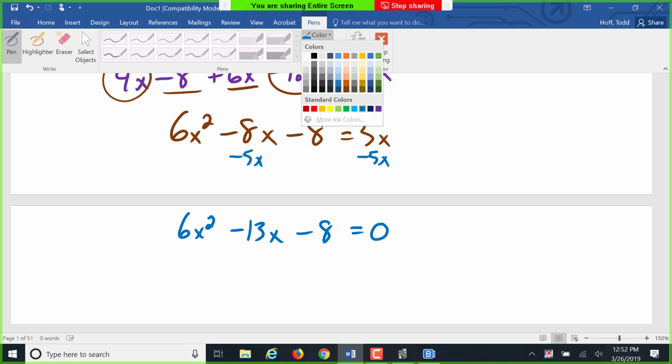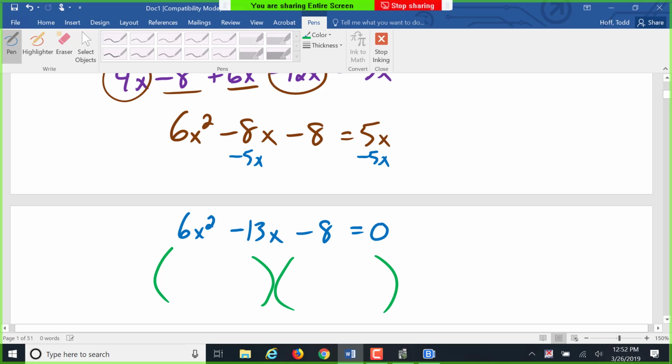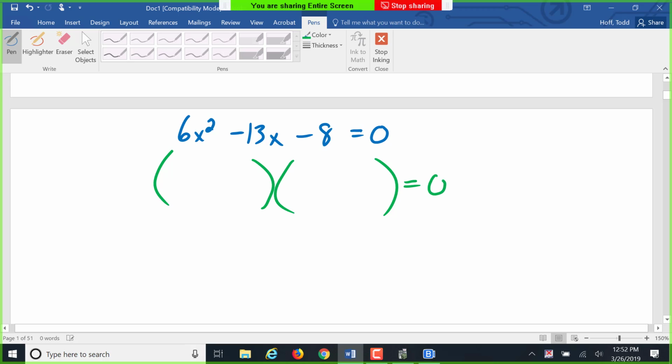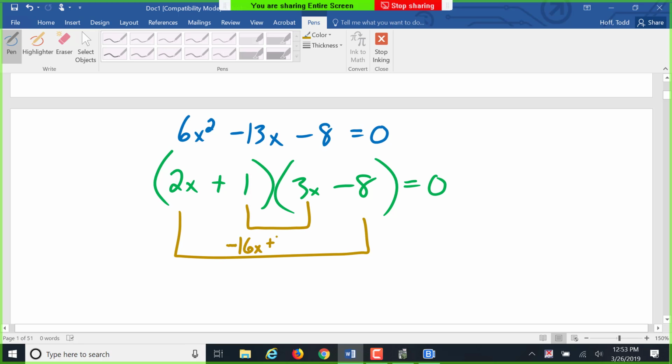Now we're left with the task of trying to factor this. Maybe not the nicest problem I've given to you. 6x squared, I'm going to do it as 2x and 3x just to see what happens. Let's try minus 4 and plus 2. Does that work? Nope. But I can do plus 1 and minus 8. Let's double check that. See if we can get that negative 13x. 2x times negative 8 is negative 16x. 1 times 3x is positive 3x. If we add those together, what do we get? Negative 13x, and that's what we wanted. So yes, that is the correct factoring.